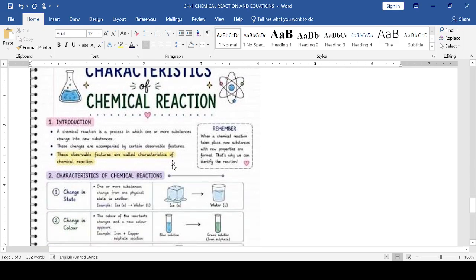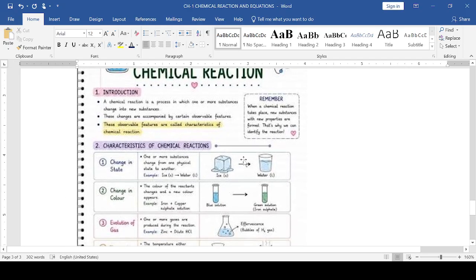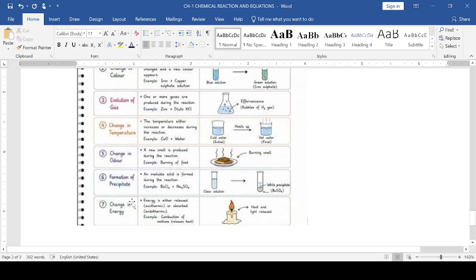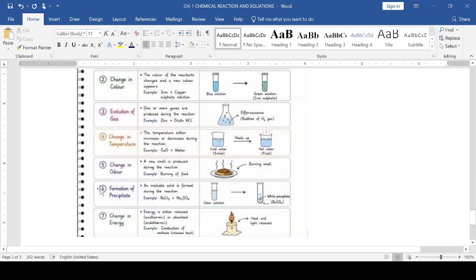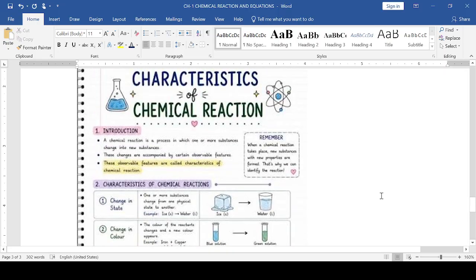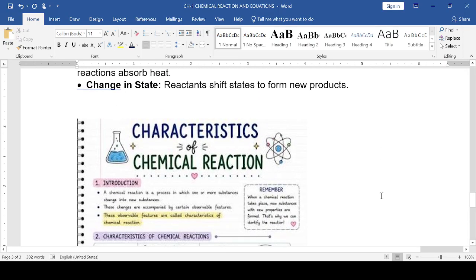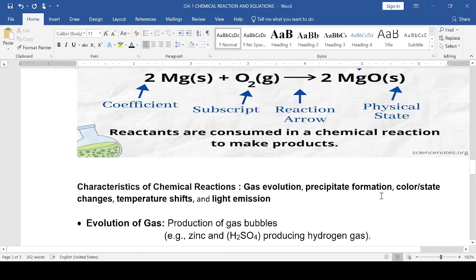Here is a detailed picture explanation. Change in state, you can see a solid changes into a liquid. Change in color, the blue solution changes to green. Evolution of a gas, bubbles of hydrogen gas are released. Change in temperature, cold water to hot water when you are heating it. Change in order, formation of precipitate, and change in energy. These are the characteristics of a chemical reaction.